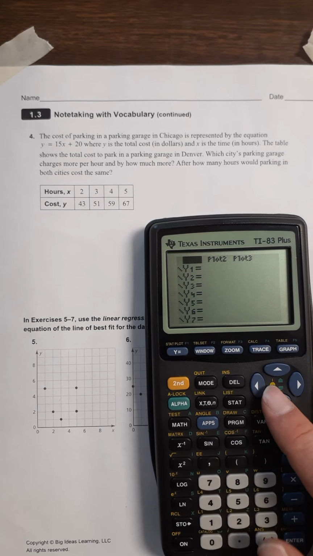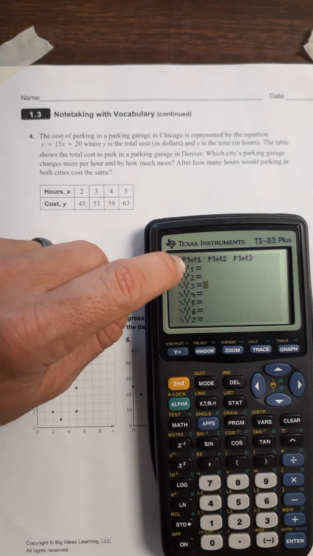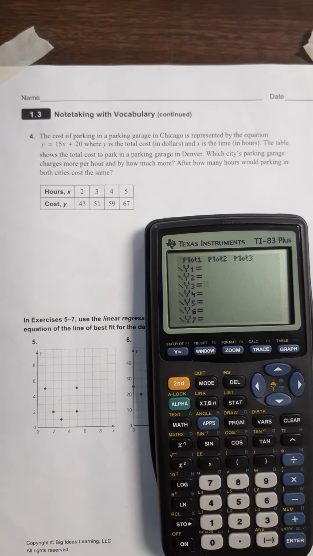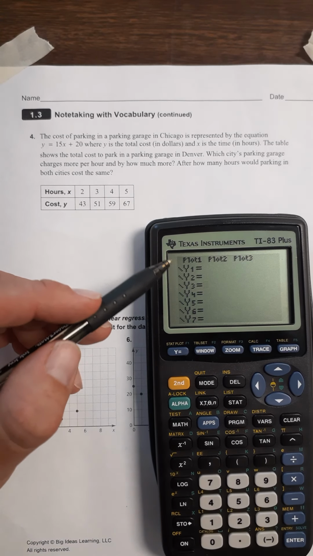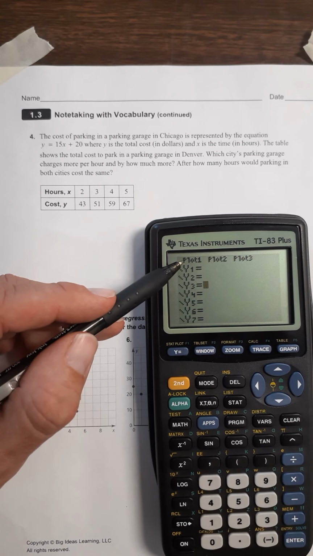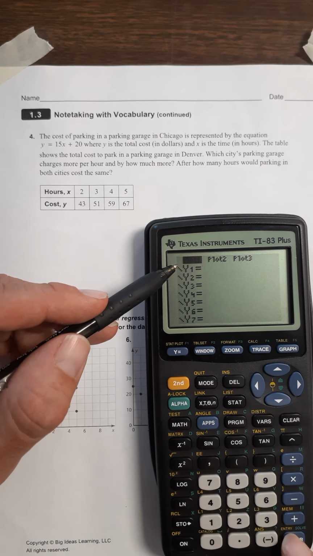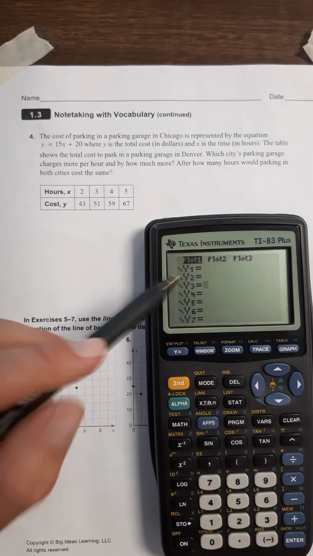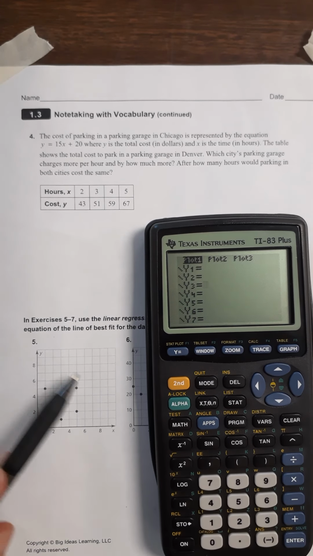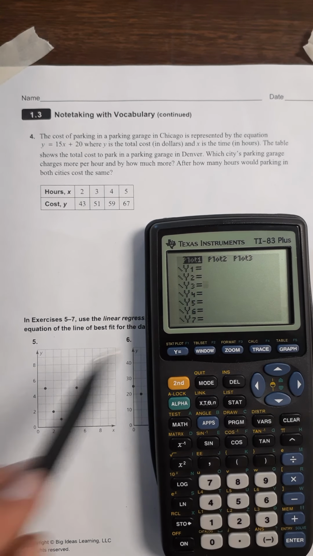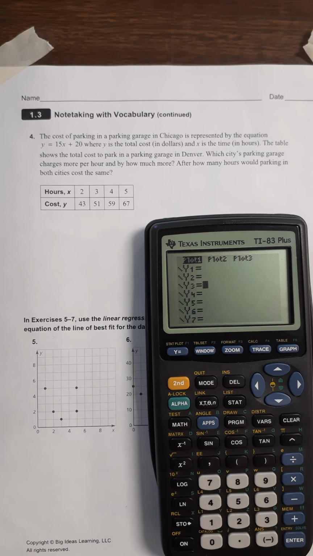Second, you probably don't have this plot 1 bolded. And what you need to know is that anytime you want to do statistical analysis, you need that to be bolded. So we're going to go up to plot 1, hit enter. Cool. That's going to allow us to get a picture like this to show up on a graph in a little bit.